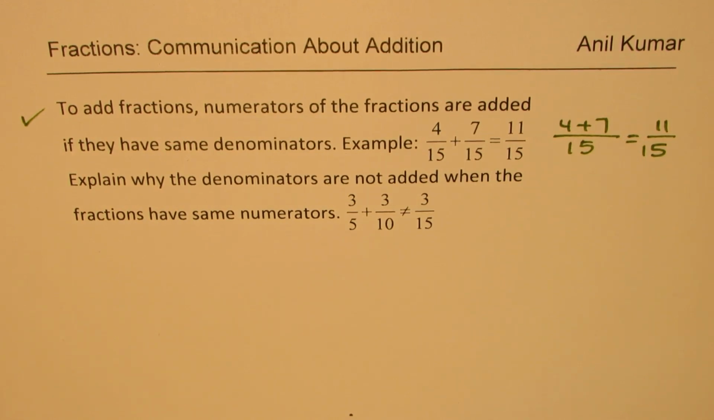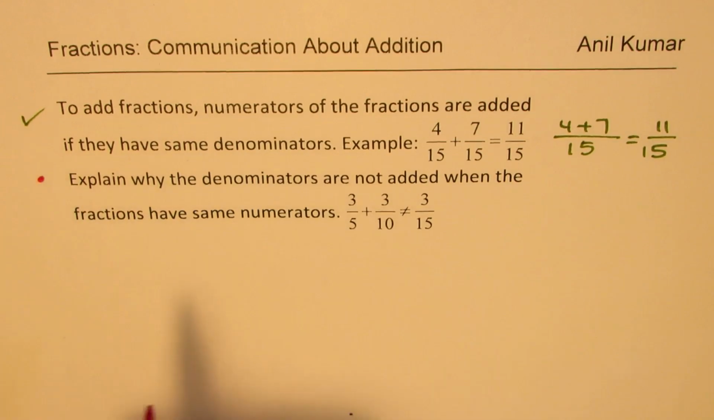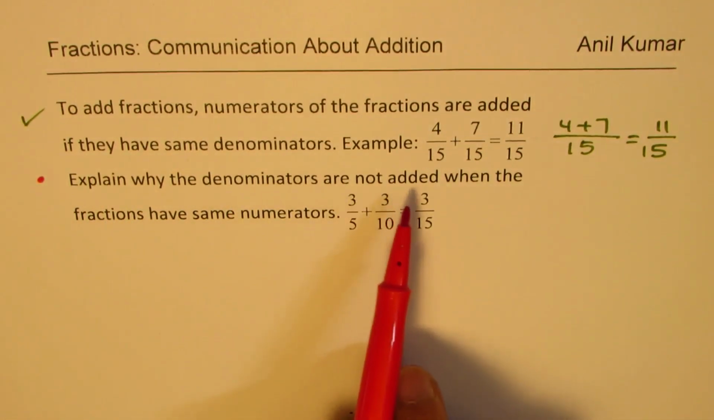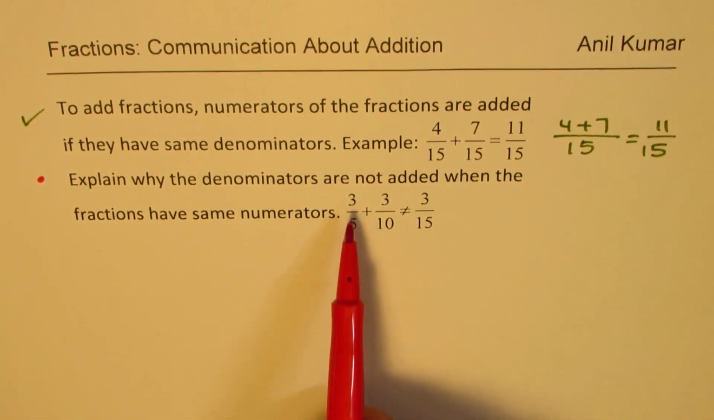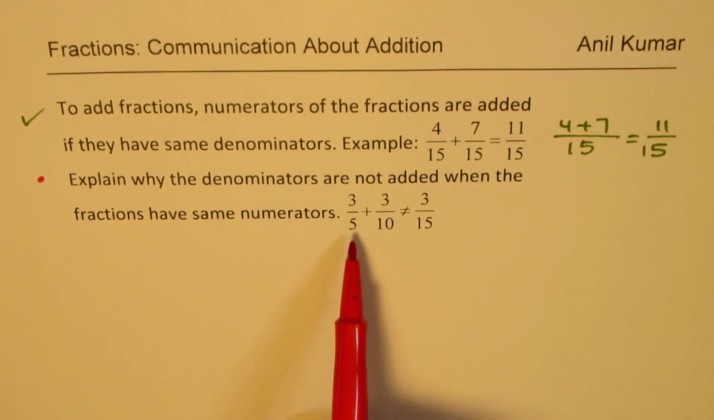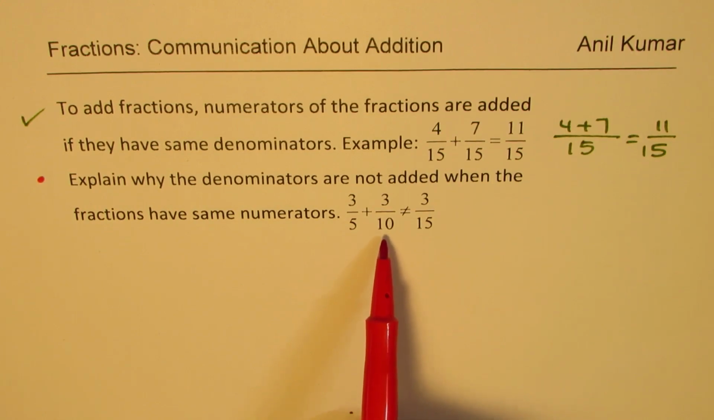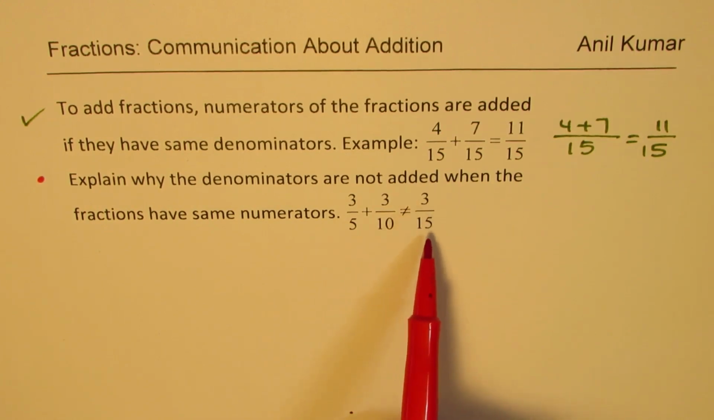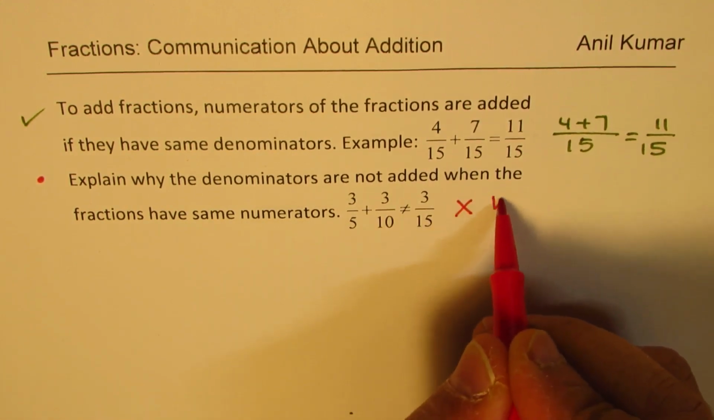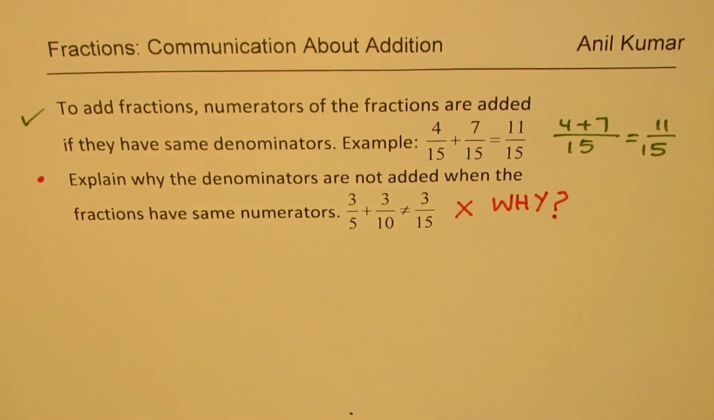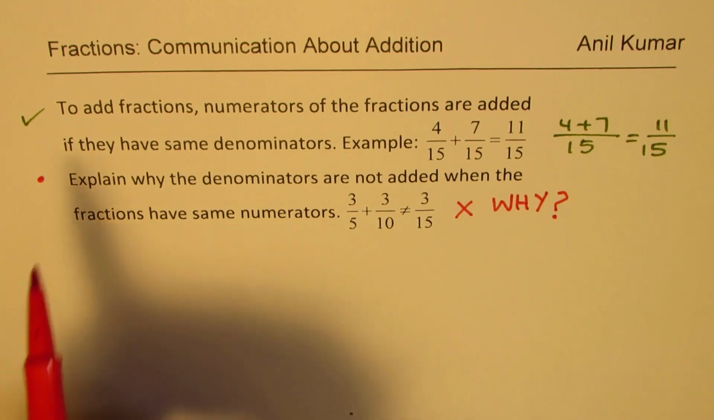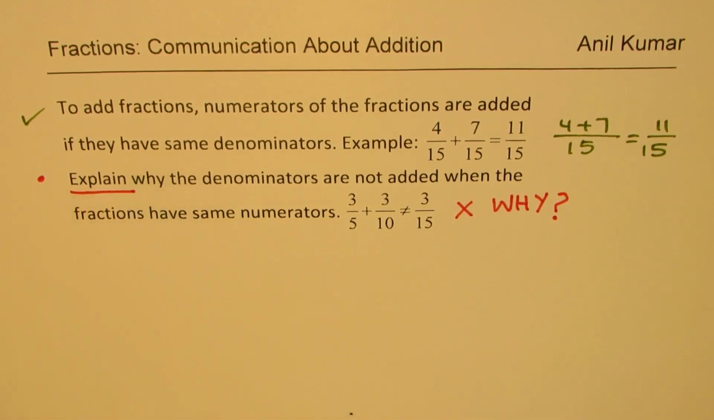Perfect. Now the question comes that we need to explain why the denominators are not added when the fractions have the same numerator. For example, 3 over 5 plus 3 over 10. We see 3 and 3, same numerator, but we are not adding denominators. We don't add 5 and 10 to make it 3 over 15. This is wrong. We know this is wrong, but the question here is why. How do we explain it? That is the major question which is going to be addressed in this particular video, right?